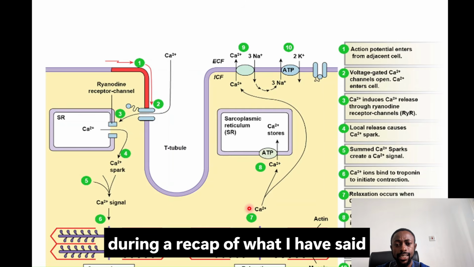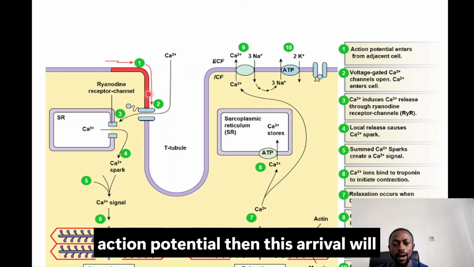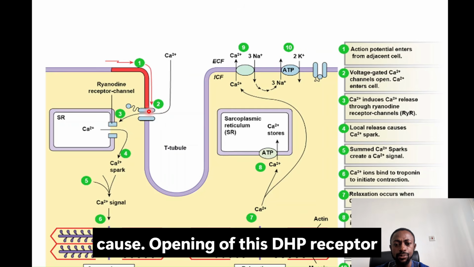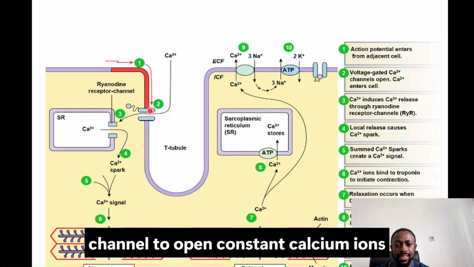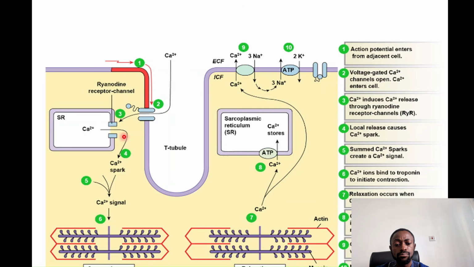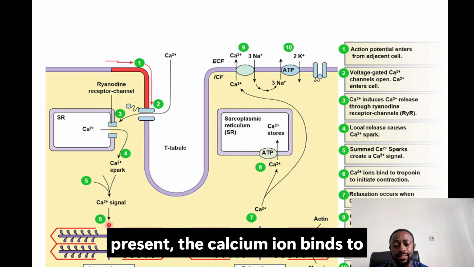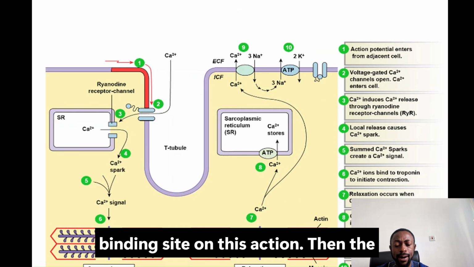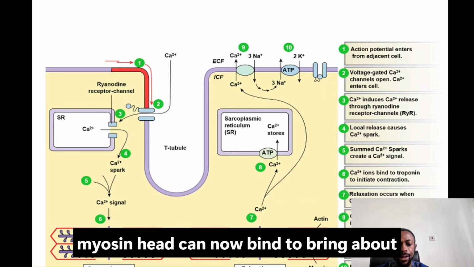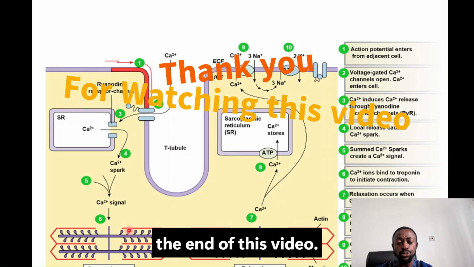Doing a recap of what I have said, this point 1 illustrates the arrival of the action potential. Then this arrival will cause the opening of this DHP receptor, which is called the dihydropyridine receptor. That will couple this ryanodine receptor channel to open, causing calcium ions to flow into the muscle fiber. Once calcium ions are present, the calcium ion binds to troponin C, causing the unwinding of what? The tropomyosin, exposing the active binding site on this actin. Then the myosin head can now bind to bring about the power stroke. So this brings me to the end of this video.